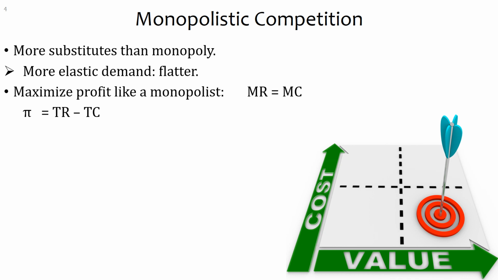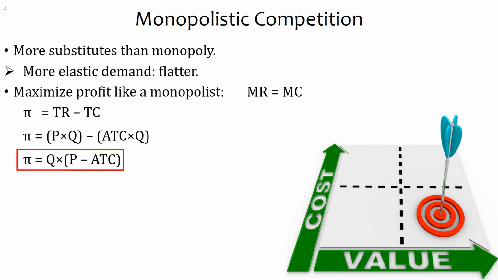And the formula for profit, this is review, and you've seen this in the chapter on monopoly, is total revenue minus total cost, and we can simplify that into a more practical formula. Total revenue is the same as price times quantity. Total cost is the same as average total cost times quantity, and then you can factor out the quantity, right? So you get quantity times price minus average total cost. This formula you've seen before. It's very useful in doing problems. It's also very useful in doing graphs.